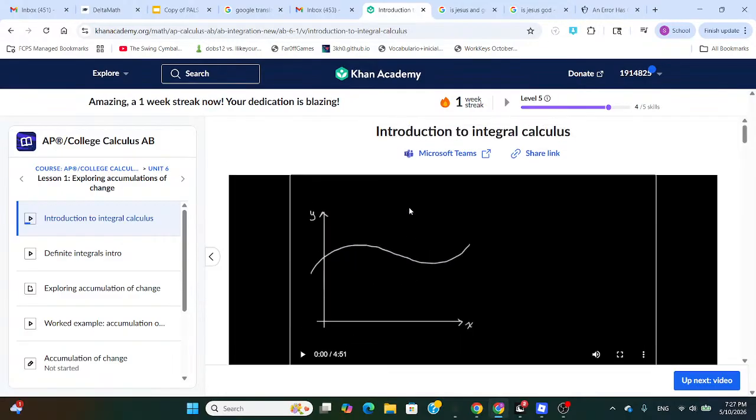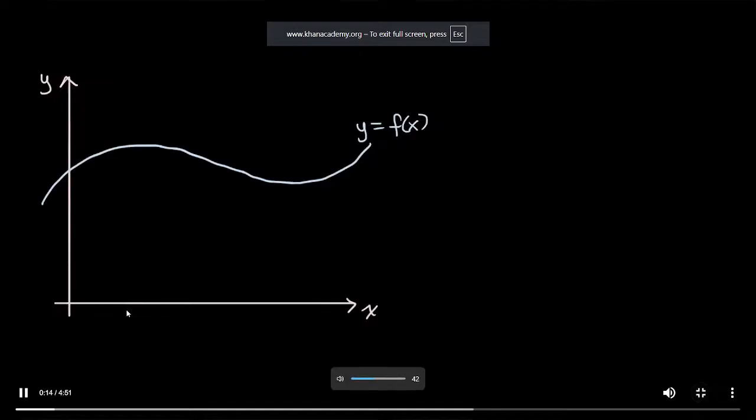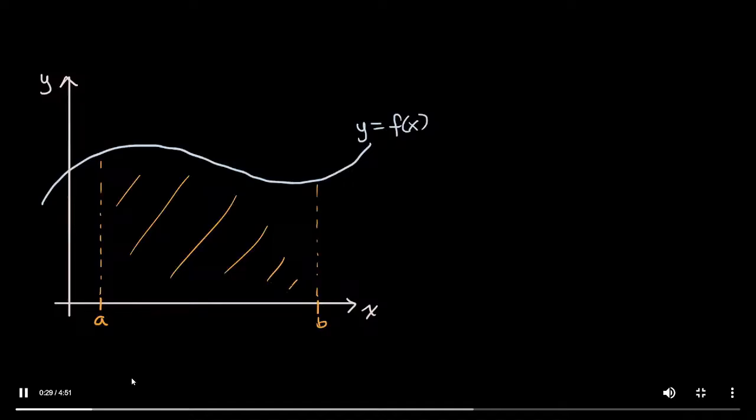But, Introduction to Integral Calculus. I think you guys already know what this is talking about. Let's watch the video. Above the x-axis, and let's say between two boundaries, between x is equal to a and x is equal to b. That's our left boundary. It's talking about the area under the curve. The curve is right here, and you want to find the specific area from the x-axis.